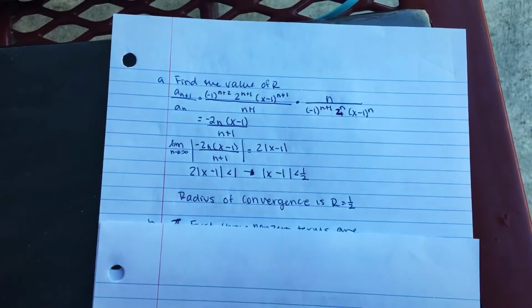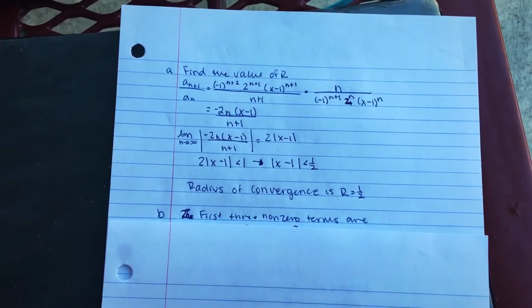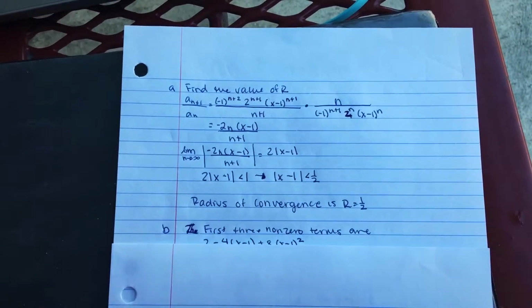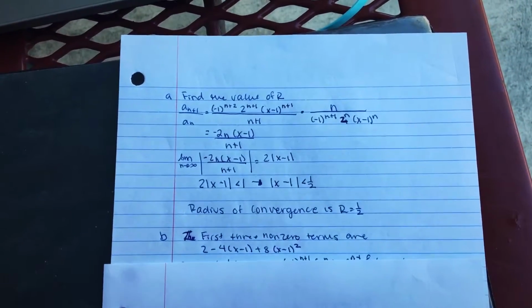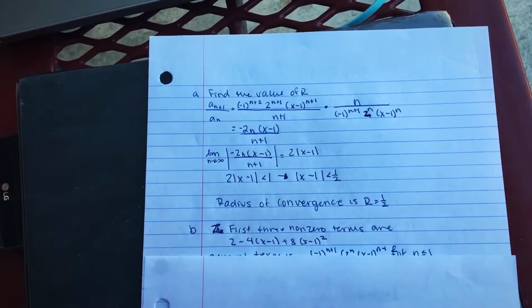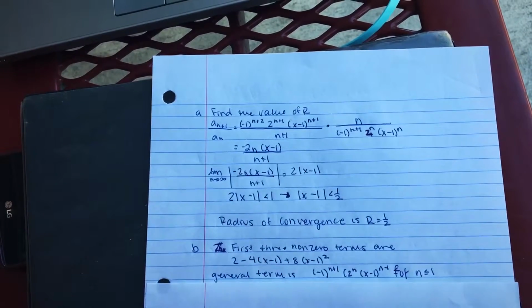For part B, you will need to write the first three non-zero terms of the function. Once you have the first three non-zero terms, you will need to take the derivative of that to get this. Then you will need to figure out what the general term is, the nth term of the function.